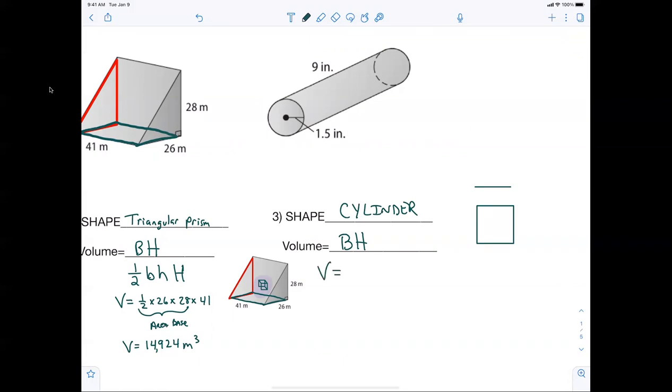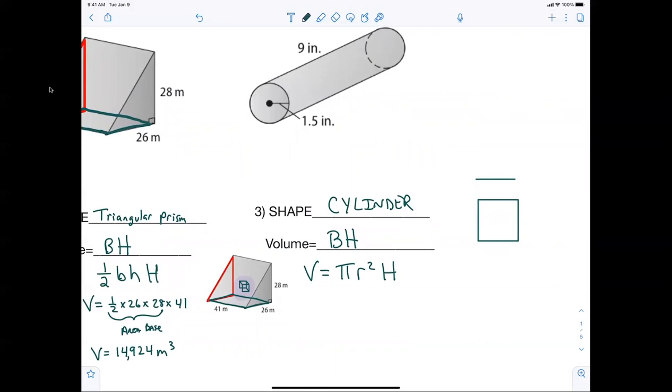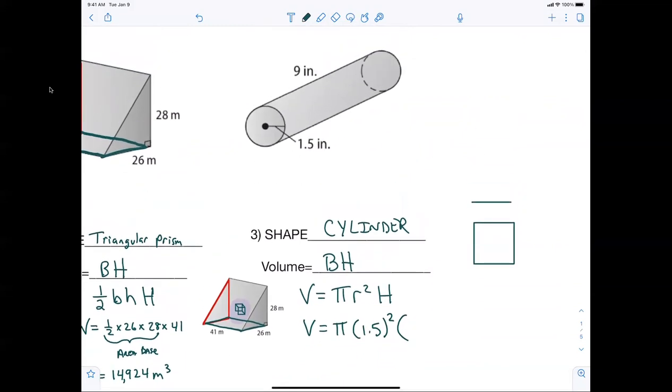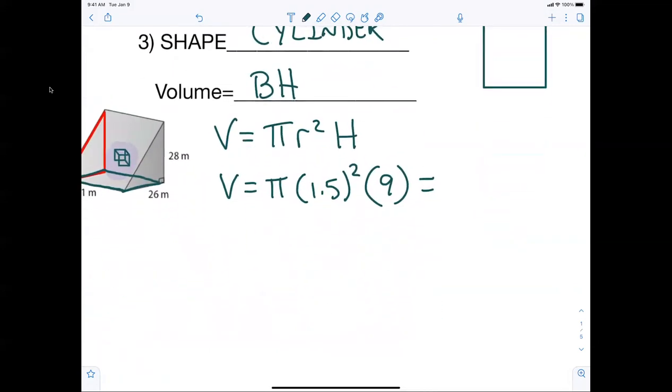So here we're going to say volume: pi r squared times h. Pi r squared times h. Now you're supposed to look at the cylinder and say, what's the radius of the cylinder? 1.5. So volume equals pi times 1.5 squared. And what's the height of the cylinder? 9. So now please everybody type that in. Pi times 1.5 squared times 9. And then we always round to 3 decimal places. 63.600.